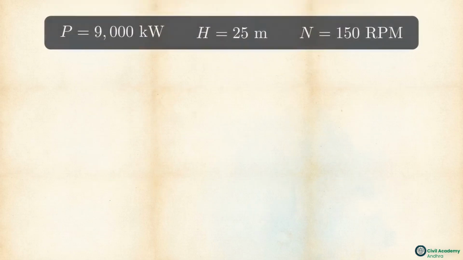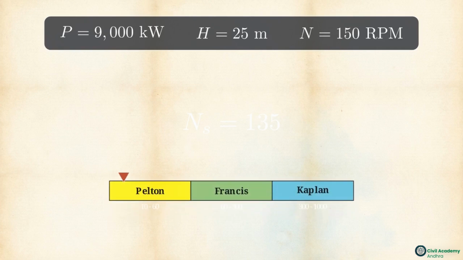A site has an output of 9,000 kilowatts, a working head of 25 meters, and runs at 150 RPM. Pause the video, calculate the specific speed, and determine which turbine type belongs here. Plugging the values into the formula gives us a specific speed of 135. Checking our spectrum, that places us squarely in the required range for a Francis turbine.